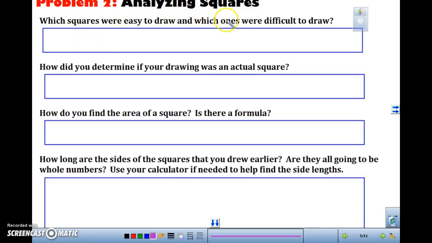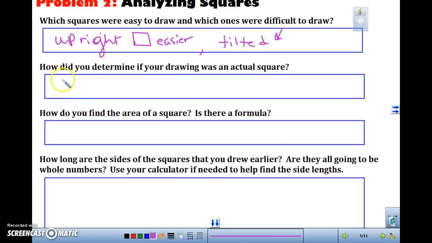Which squares were the easiest ones to draw, and which ones were the most difficult? Well, I think most of you are going to find that the upright squares, and what I mean by upright is the ones that were just like this, were easier to look at. Those are also our perfect squares, and our difficult ones were tilted. The difficult ones, and I'm telling you guys, this stuff is kind of hard at first, but you'll get better, don't worry. It says, how did you determine if your drawings were actually a square?